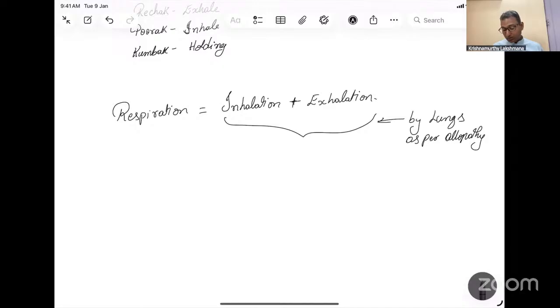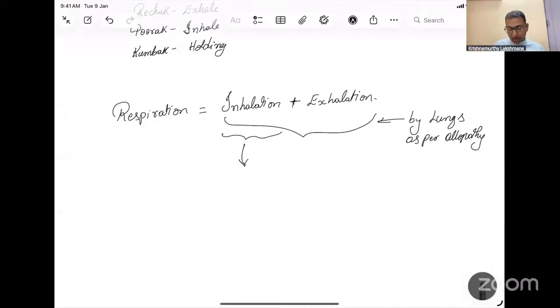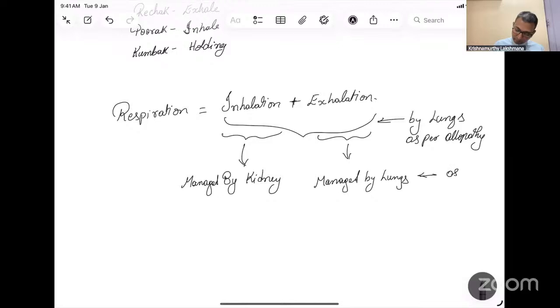But what TCM says is, inhalation is managed by the kidney, and the exhalation is managed by the lungs, as per TCM.